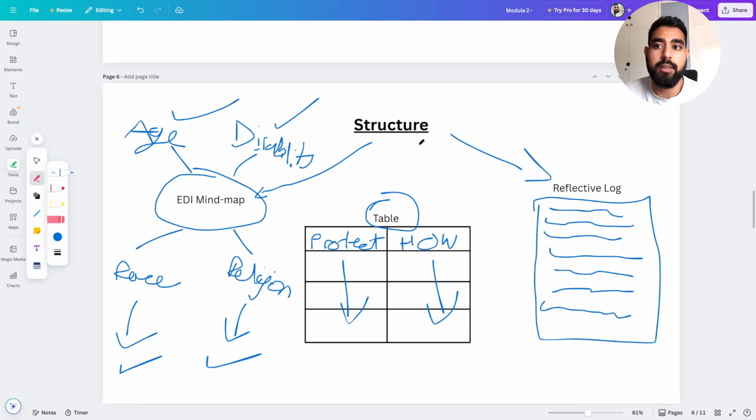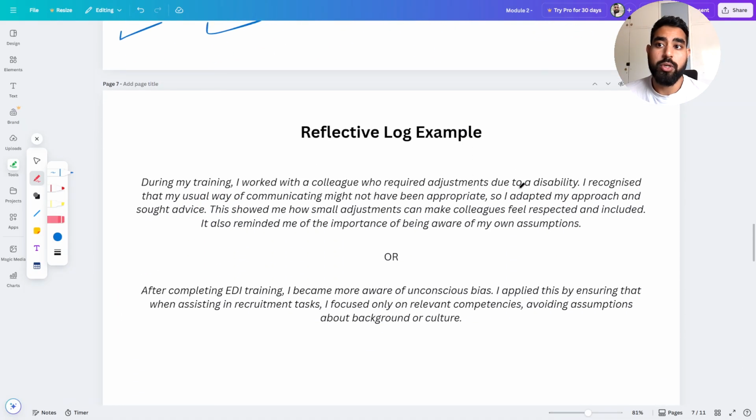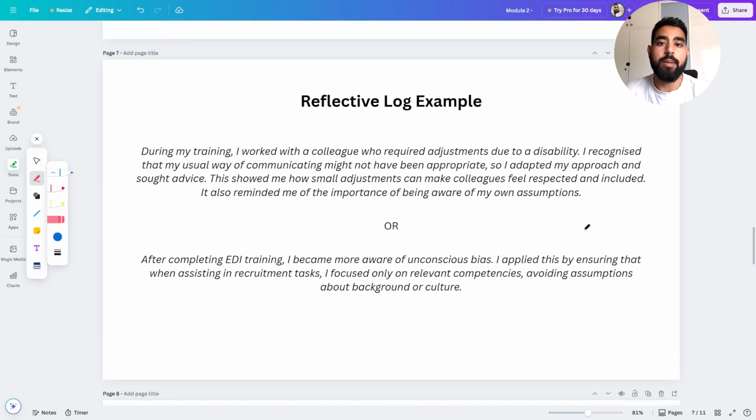And lastly, you can even use a reflective log, so you can talk about a scenario or example that demonstrates a lot of the EDI demonstrations. You can talk about a specific example or scenario that's happened and the outcomes and sort of how these people were accommodated for as well. So now we've got a structure, we can talk about certain examples that you can use.